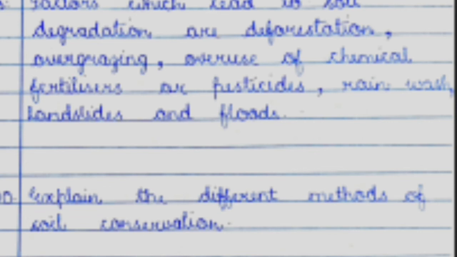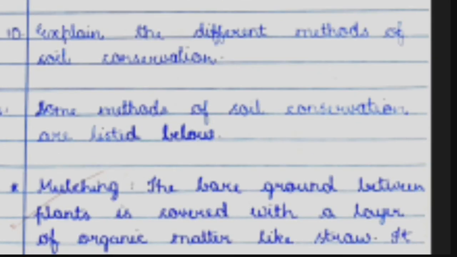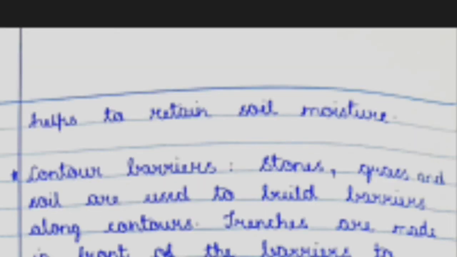10. Explain the different methods of soil conservation. Answer. Some methods of soil conservation are listed below. 1. Mulching. The bare ground between plants is covered with a layer of organic matter like straw. It helps to retain soil moisture.